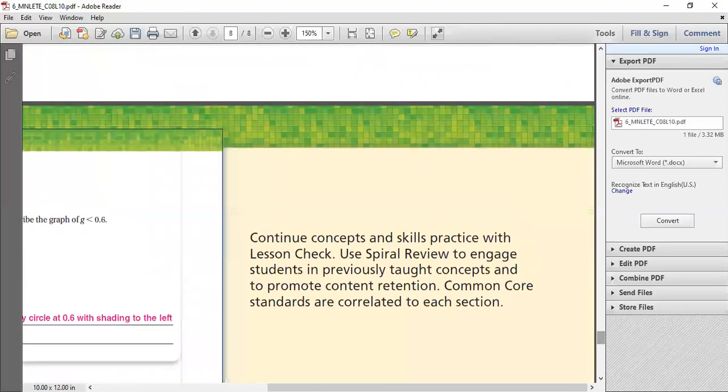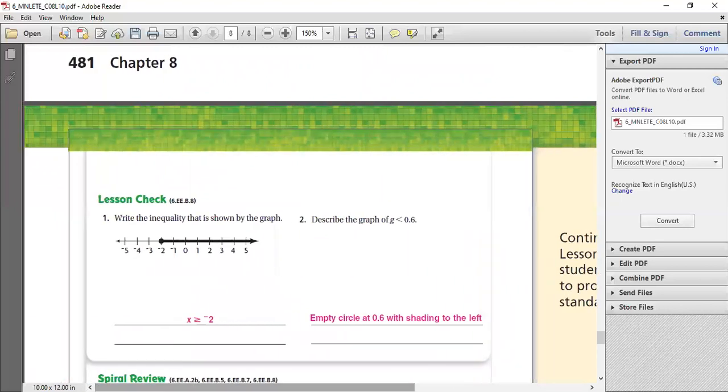Next page, question number 1 and 2. You have to write the inequality that is shown by the graph. So here the inequality you have to write, you will have a letter on one side and a number on one side. You can choose any letter. Again, as usual, here they used x. So x on one side and -2 on the other side, which means you have to choose the symbol now.